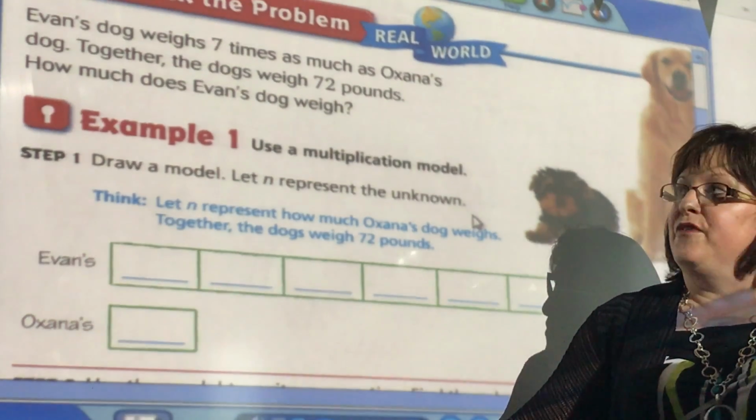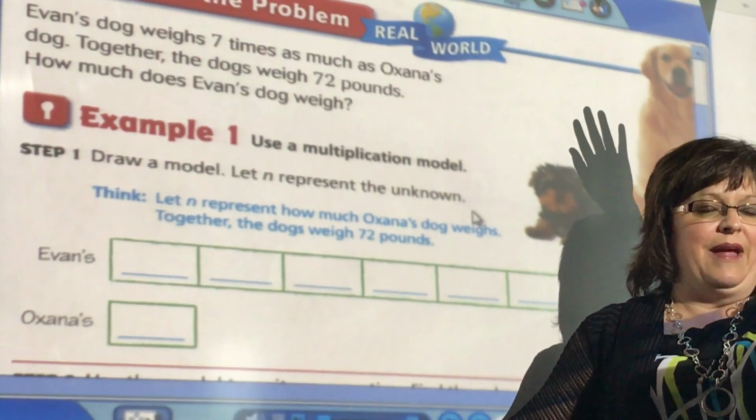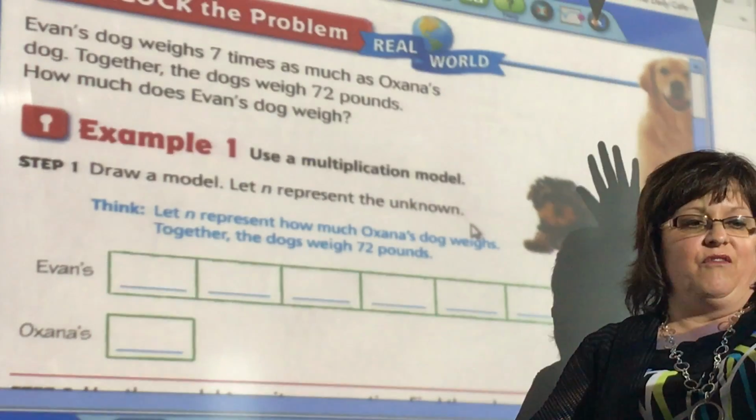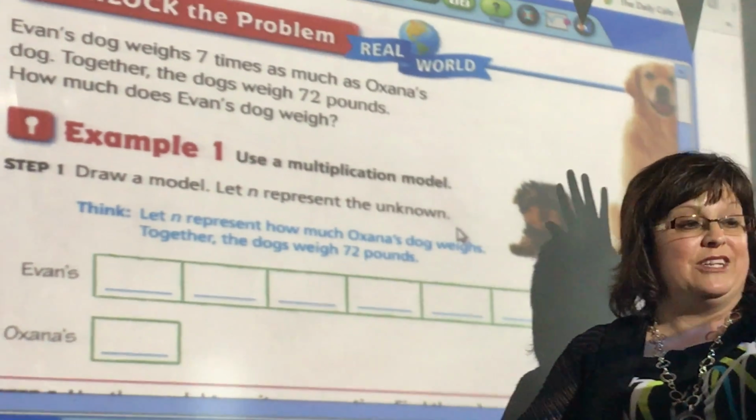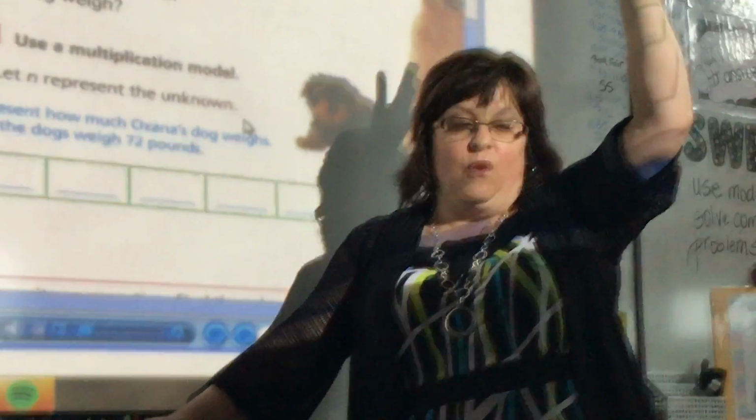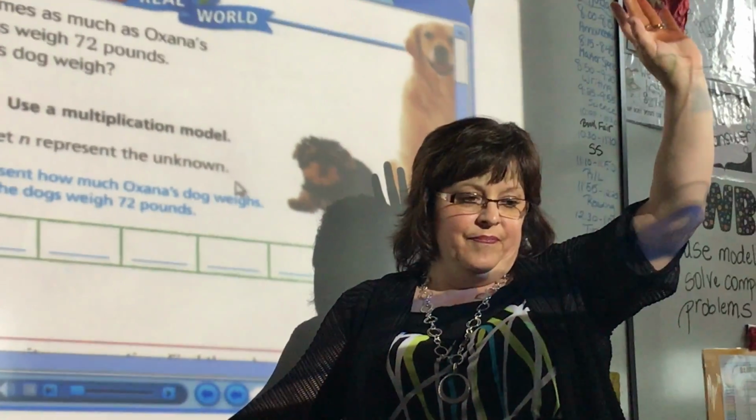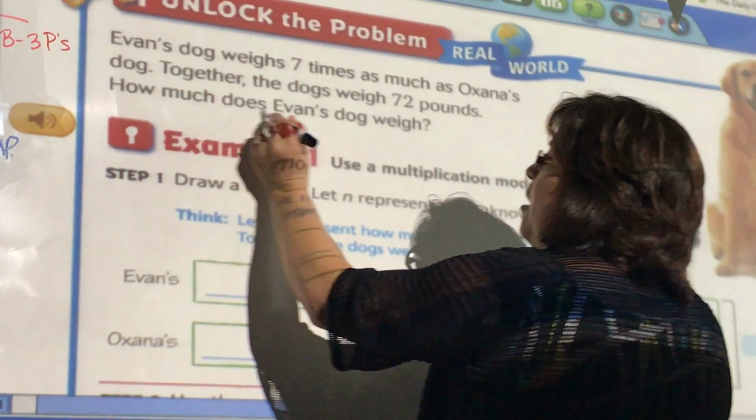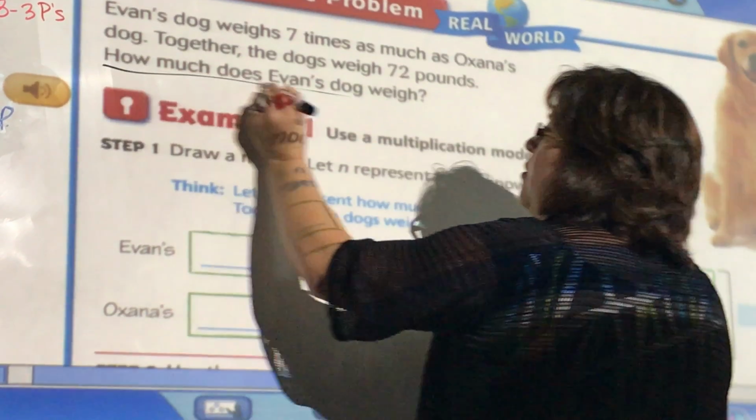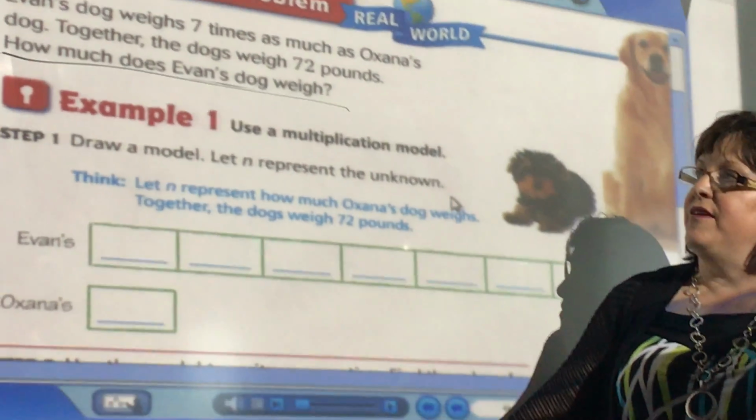First of all, the first thing we want to do is find out what kind of question we are asking here. We are looking for the question. Everybody underline the question in your math notebook, and I'm going to underline here. Our question is, how much does Evan's dog weigh? That's what we're looking for. So we're going to be looking for Evan.